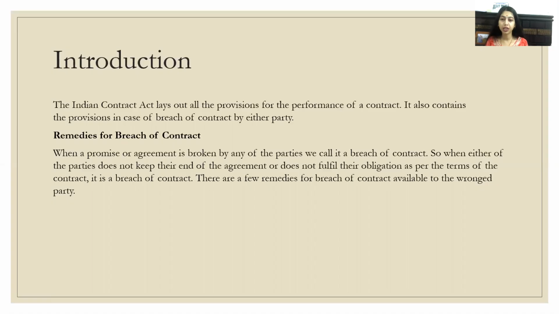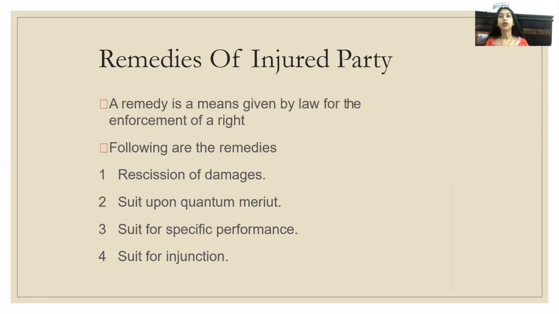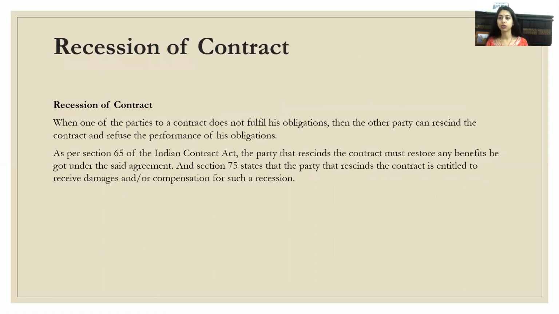There are a few remedies for the breach of contracts available to the wronged parties. So what are the remedies? A remedy is a means given by law for the enforcement of a right as such. Where there is a right, there is a remedy. So following are the remedies: rescission, suit for damages, suit for quantum meruit, suit for specific performance, and suit for injunction. So let's look at them in detail.